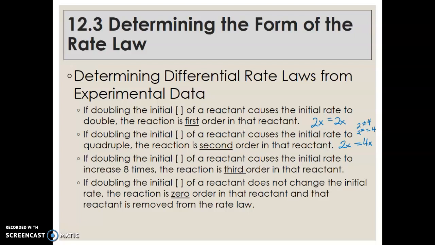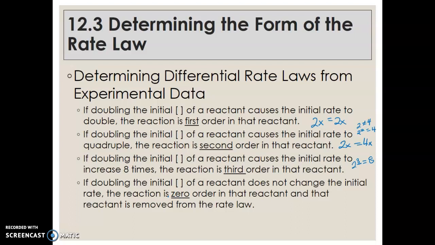If you're doubling the initial concentration of the reactant causes the initial rate to increase 8 times, then that is third order. So 2 to the third gives us 8. So that third here is the third order. If doubling the initial concentration of the reactant doesn't change the initial rate, then you have 0 order in the reactant, and that reactant is removed then from the rate law.